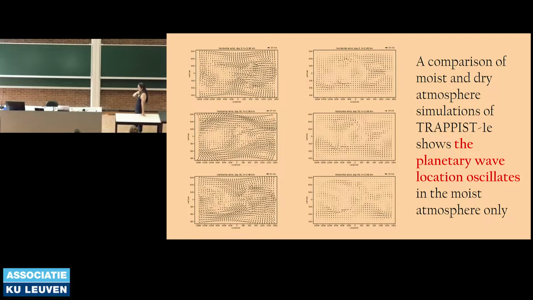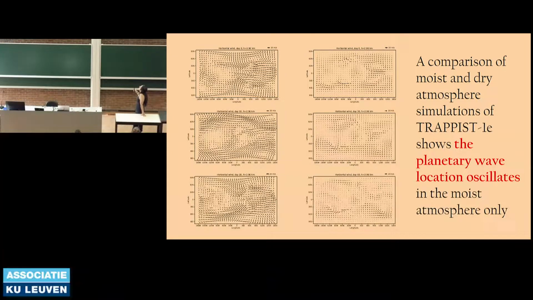So first we wanted to understand why these waves are moving back and forth, why they have this oscillation in their location. And to do that, we compared our simulations of Trappist 1e with a moist atmosphere and with a dry atmosphere. And what these plots show is just the wind flow at different stages in the oscillation. So this is in the moist atmosphere, you have a vortex here, and then 10 days later it's moved eastward, and then 10 days later again it's moved to its original location. So you can see these waves are moving back and forth on a time scale of about 20 days in this simulation. And in the dry atmosphere, it looks quite different.